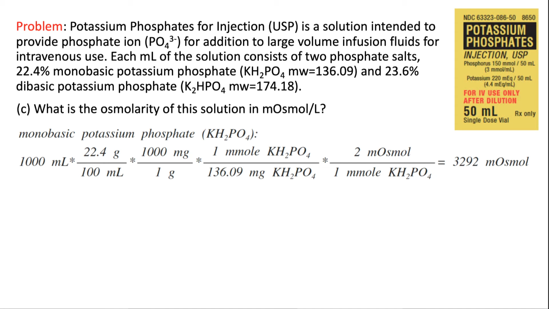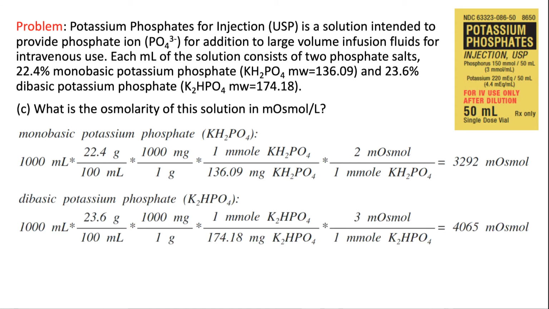All right, let's do the same exact thing for the dibasic potassium phosphate, but you'll see something kind of cool, different here in a minute. But it all starts the same. 1,000 milliliters, since we're calculating the amount per liter. 1,000 milliliters times its concentration of 23.6 grams per 100 mls. Convert grams to milligrams by multiplying by 1,000. Convert milligrams to millimoles by dividing by the formula weight of 174.18. So now we're in millimoles of the dibasic, which has the formula K2HPO4.